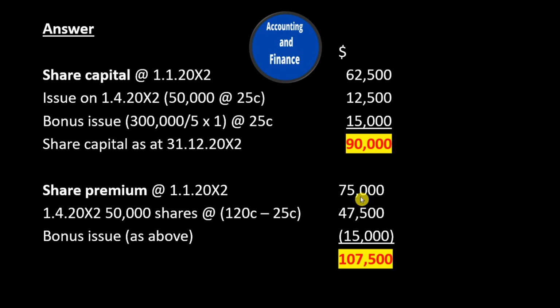1/1/20X2, $75,000. 1/4/20X2, 50,000 shares at 120 cents minus 25 cents, $47,500. Bonus issue, as above, minus $15,000. Total, $107,500.